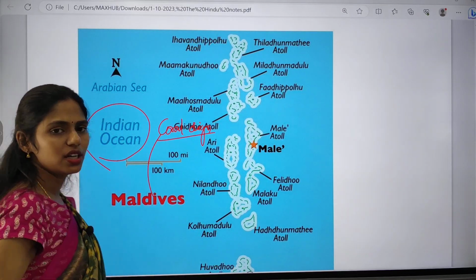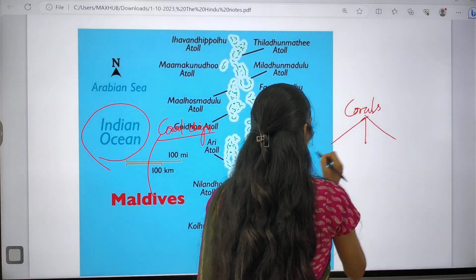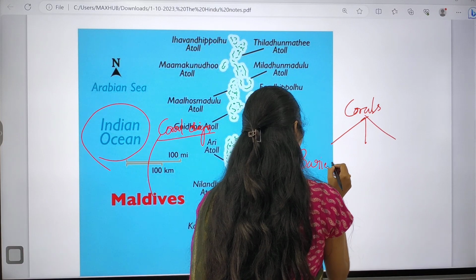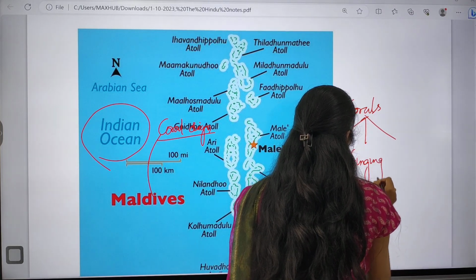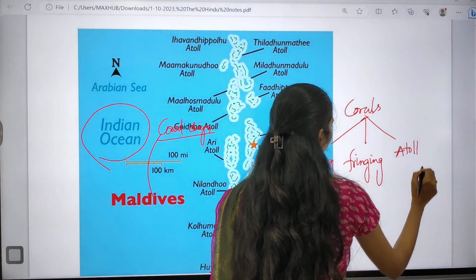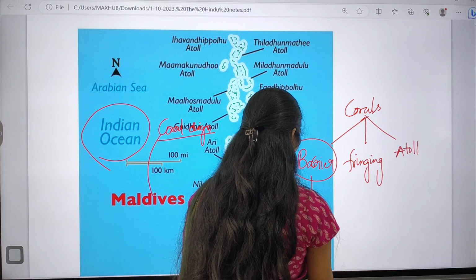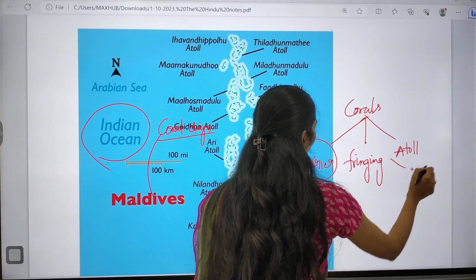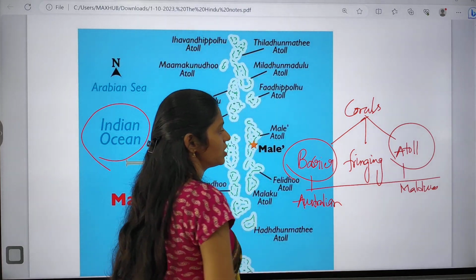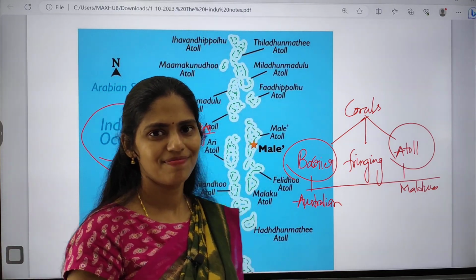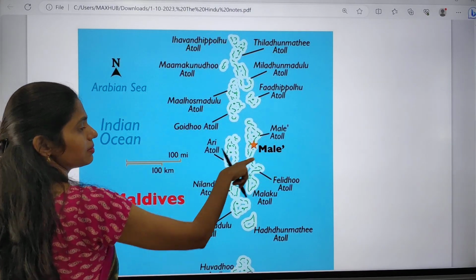If you are talking about corals, we have three types of corals. What are they? Barrier reef. The next one is fringing. And the next one is atoll. An example of a barrier reef is Australia's Great Barrier Reef. And atoll is the Maldives. So please find out the difference between barrier, fringing and atoll. It is very important. So where is the capital city of the Maldives? Here we have it, that is Malé.